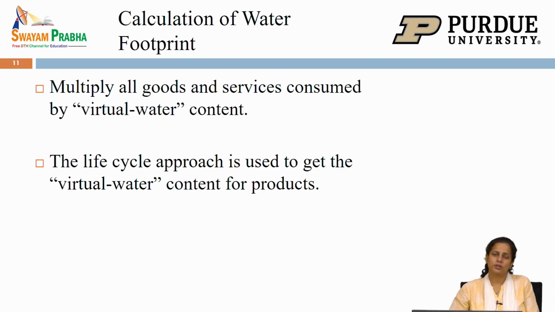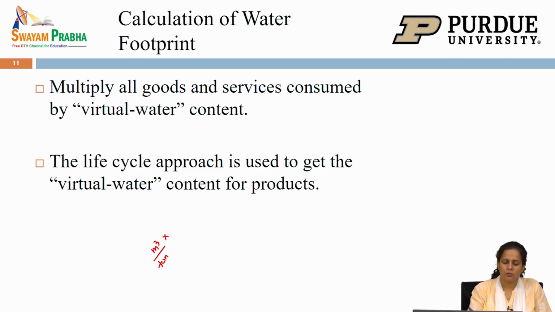So, in terms of calculation of water footprint, the same way as the life cycle assessment, when you have the life cycle inventory, we can multiply all the goods and services in terms of weight with the virtual water content. The virtual water content can be calculated using the life cycle approach, and that will be per unit product or per ton. So, whatever unit you select, you will have that virtual water content in terms of, let us say, meter cube per ton, and if you know the total amount of inputs of that particular product to your life cycle, you just multiply and you will get the virtual water content for that particular product.